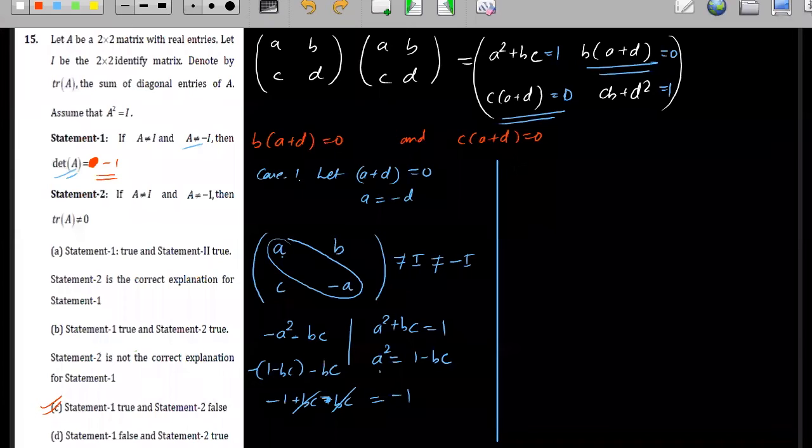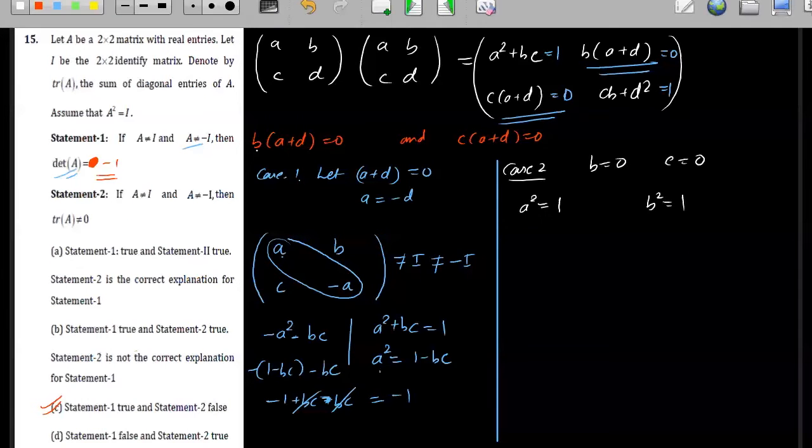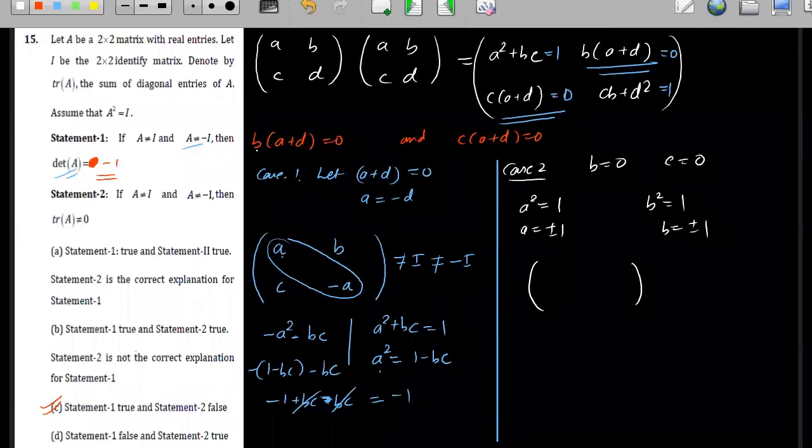Case 2, here we have taken a plus d is equal to 0. Now I will take b and c as 0. If b is equal to 0, from here c is also equal to 0. Then from this one we got a square is equal to 1 and d square is equal to 1. So from here I get a is plus minus 1 and d is plus minus 1. So the matrix is of this form: a, 0, 0, d.